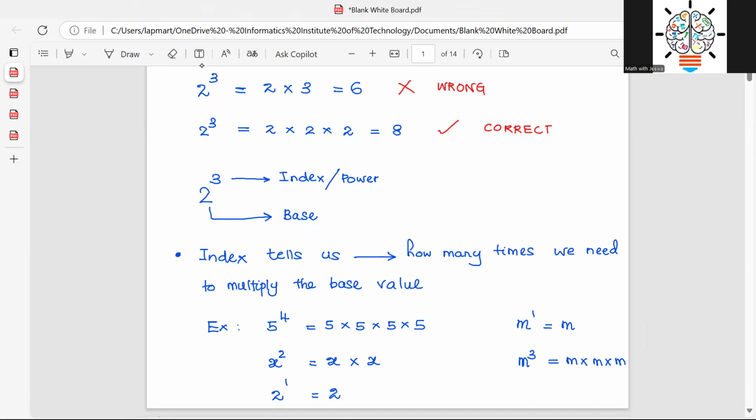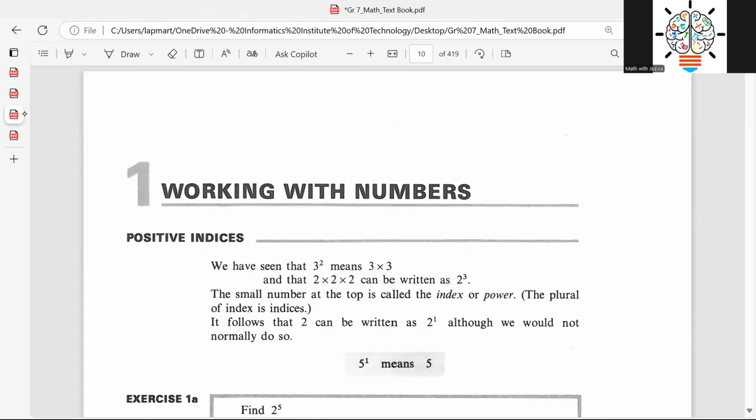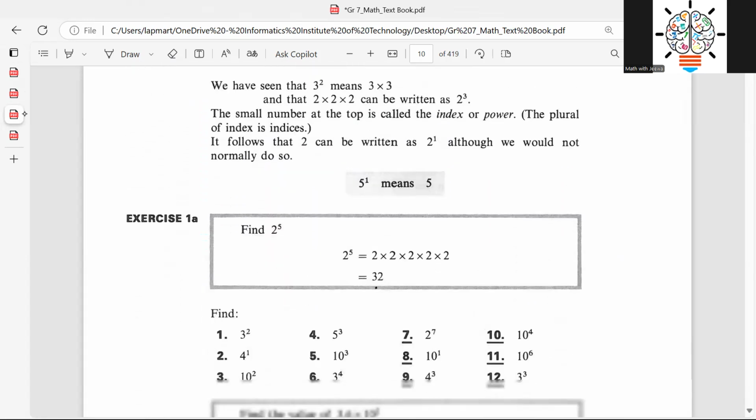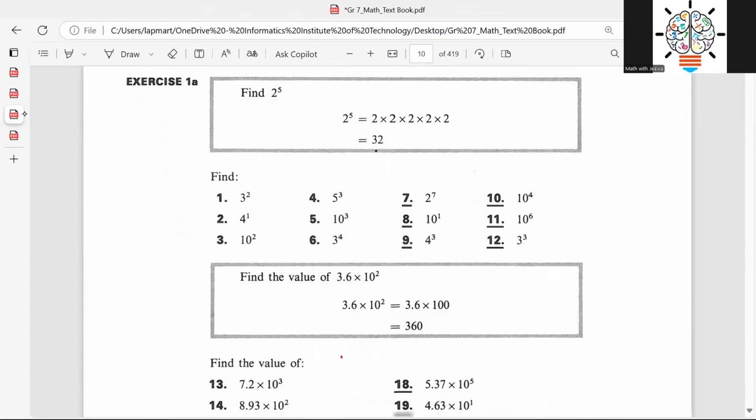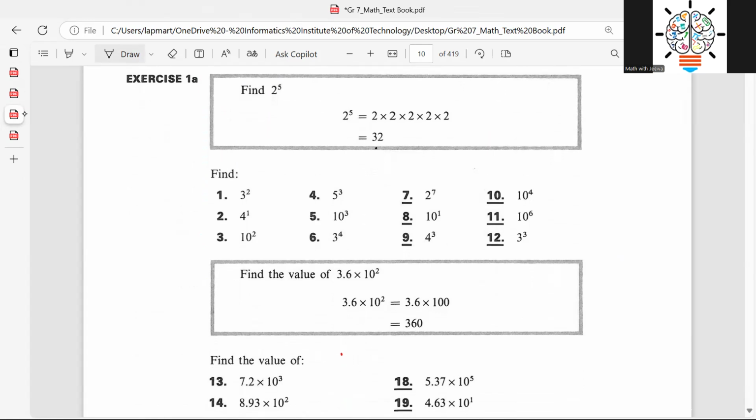So then here, index tells us how many times we need to multiply the base value, right? So that is the first thing we are going to learn here. So then here you can see the example you want to do. The first exercise you want to do, exercise 1A, question 1 to 10.